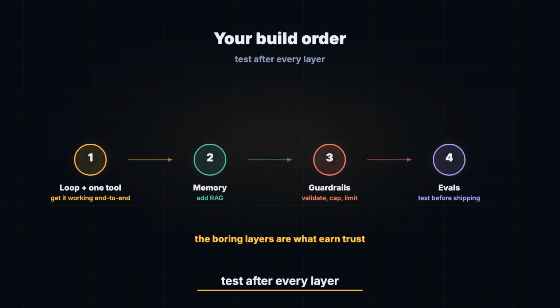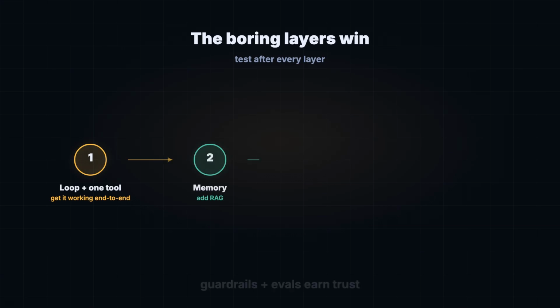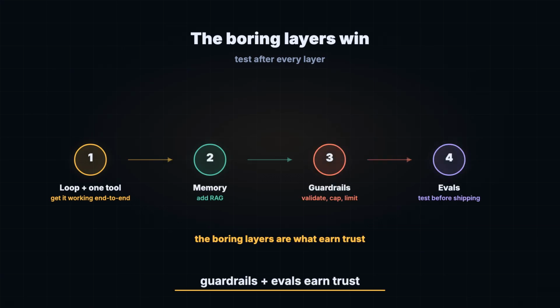Do not start by reaching for a bigger model or bolting on 20 tools. Start with a clean loop and one good tool. Get it working end to end. Then add memory. Then guardrails. Then evals. Test after every single layer. The boring layers, the guardrails and the evals, are exactly the ones that earn trust in the real world, and they are the ones demo builders skip.